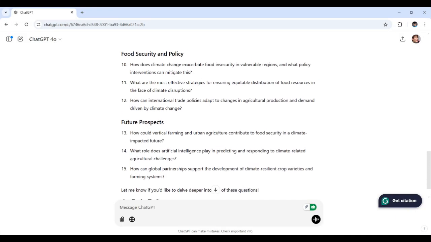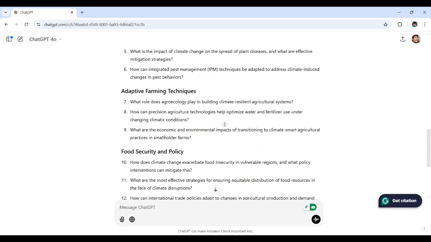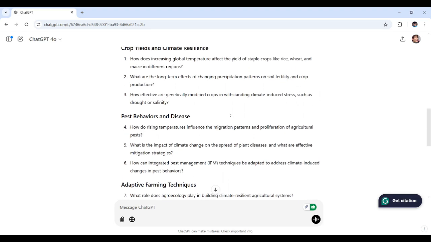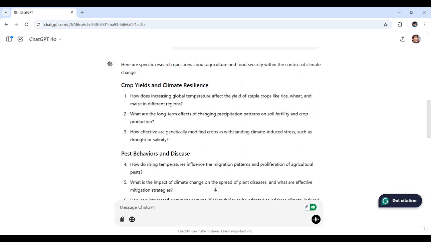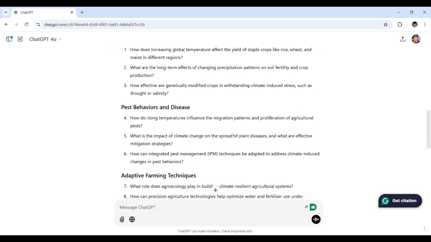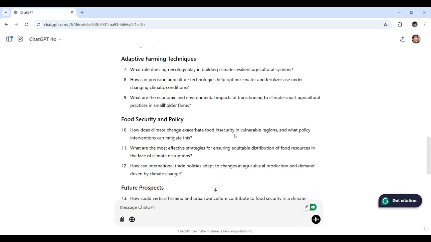With a solid research question in hand, the next step is to craft a thesis statement. Think of this as your guiding light, a concise claim or argument that answers your research question. Now, for our example, let's work with one of these questions right here. I guess I could go with this one right here, number 10.